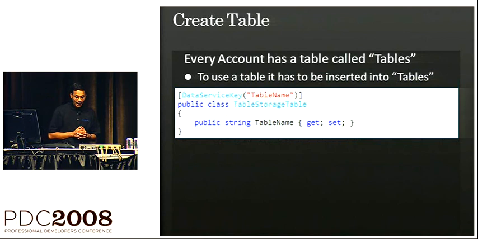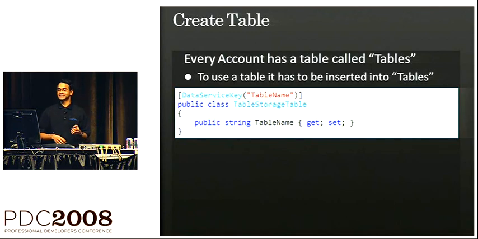OK, I skipped very rapidly over a very important step. I didn't create the table first, which Pablo very regularly did. Now, why didn't I do it first? Because creating a table is really the same as creating any other entity. It is really just an entity in a special table called tables. So every account has a table called tables, which stores a list of all the tables that it has created.